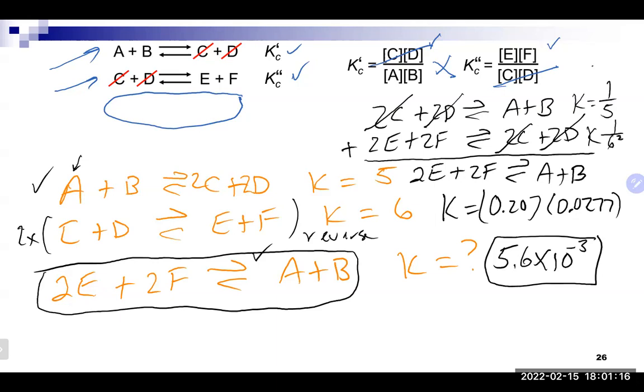Any questions on that? So the key is really just to start with one thing, make sure you get it on the correct side, and make sure you have the right amount. And the other key is you have to keep track of what you did to the equations so that you can then manipulate the K values and multiply them together.